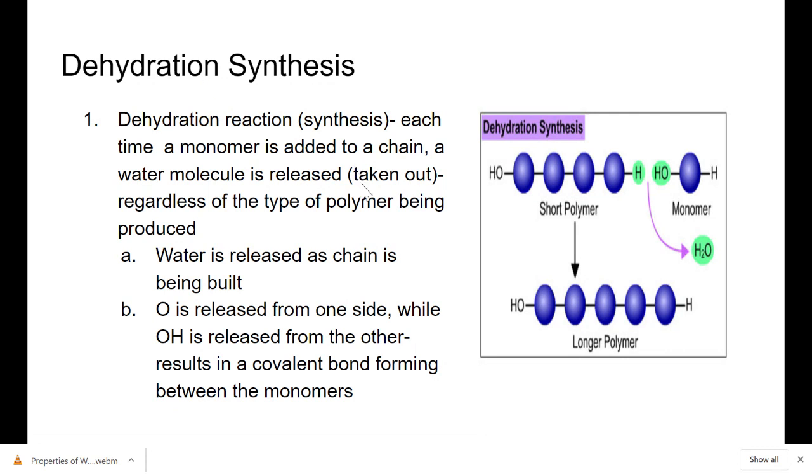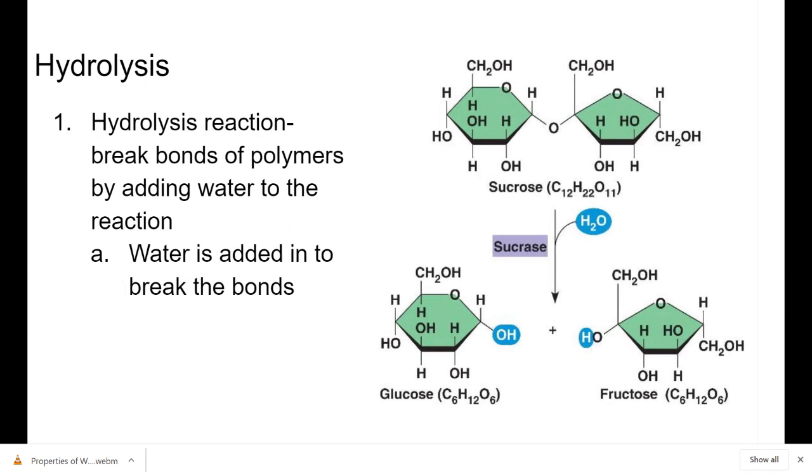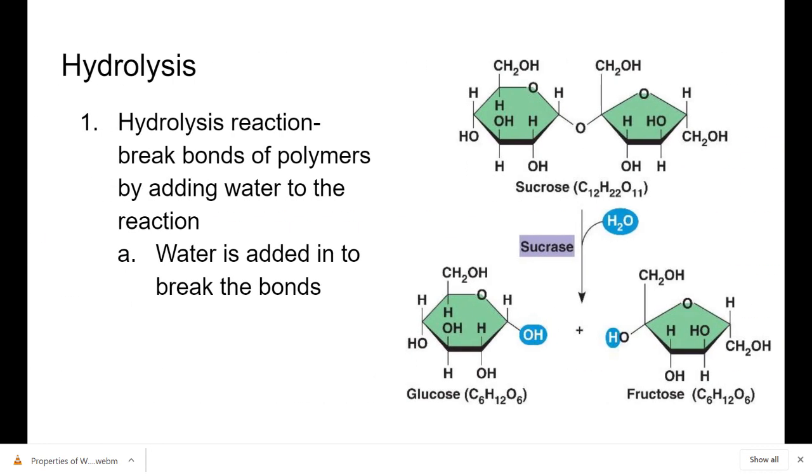This is something that you are not going to be required to know for tests or anything like that in this class, but it is a very important process that you may see as you get to your higher level chemistry classes. All right. So to build a molecule, I dehydrate it. I take a water out. If I want to break a molecule apart, what do I do? I shoot water at it.